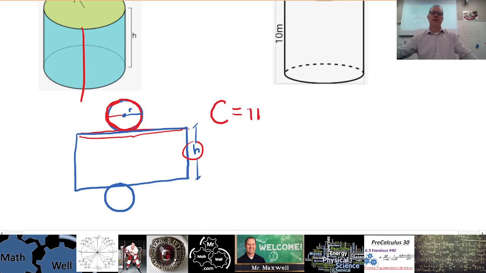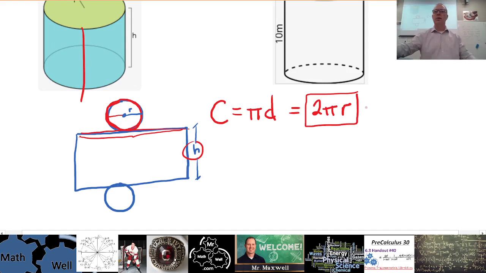So pi times d is the circumference, also equal to 2 pi times r, because the diameter is 2r. I would encourage you to remember this one, because a lot of times the radius is involved in so much stuff in circles. So you want to remember it in terms of r, but both of these are correct. The circumference of any circle is 2 times pi times r, or pi times the diameter. So you're close with the diameter, just have to multiply it by the special constant of a circle, which is pi.